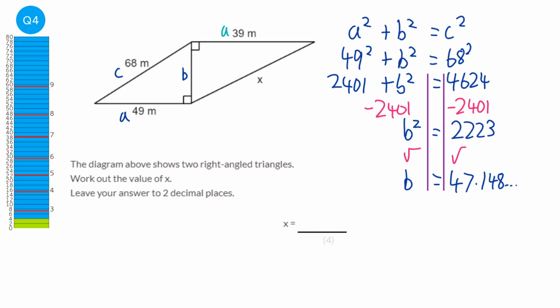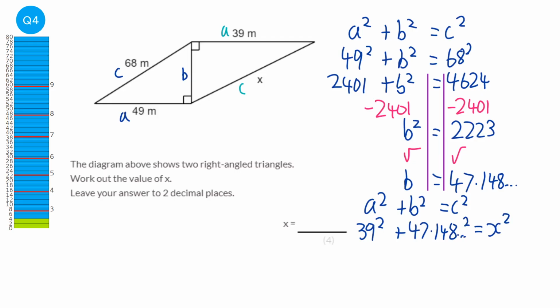Okay, we're now looking at the second diagram, and this time we're going to have a, we've got our b, and we're going to call x the c. So it'd be a squared plus b squared equals c squared, but this time a is 39. B we are given as 47.148, we've just worked that out, and we're looking for c. In fact, we can call it x now. Okay, so we need to square that.